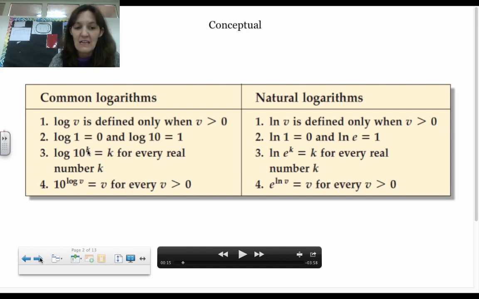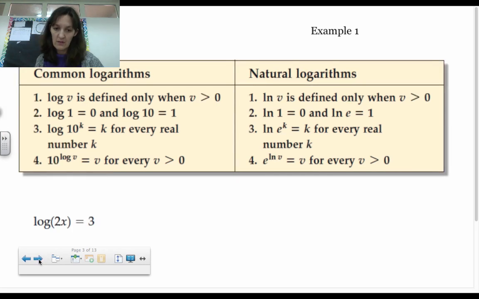And log 10 to the k is k for every real number k. We talked about this a little bit last time, that those logs can cancel out, so just be aware of that. And then 10 to the log v, likewise the same inverse here, is equal to v. The same exact rules work for natural logs. So natural logs and common logs, and actually if you were to have a log of any base, would do this.